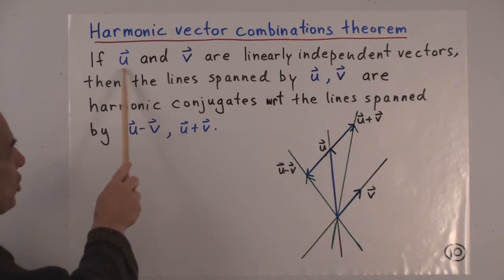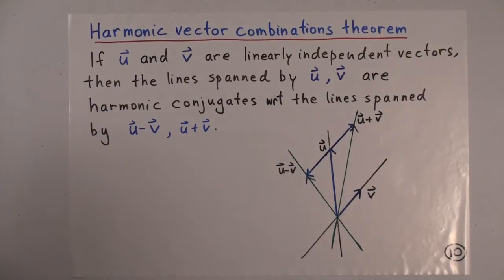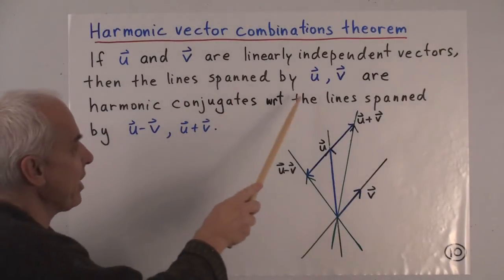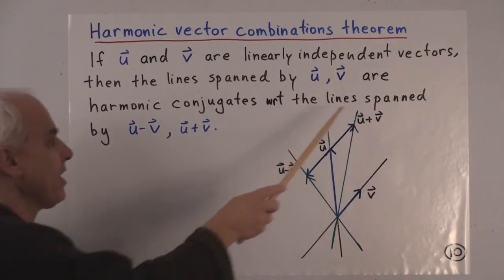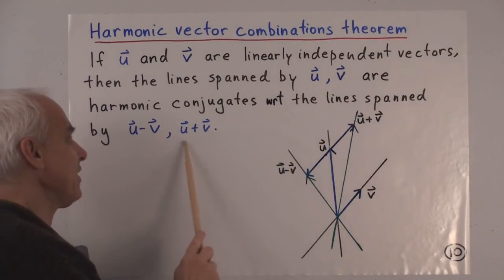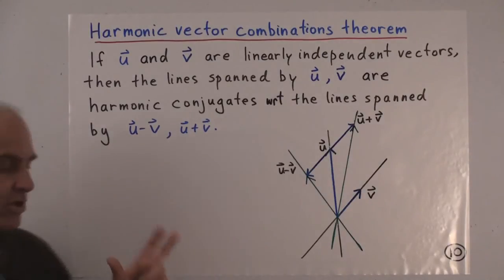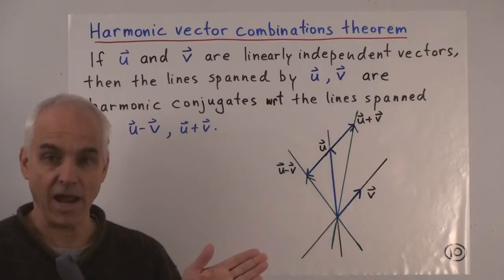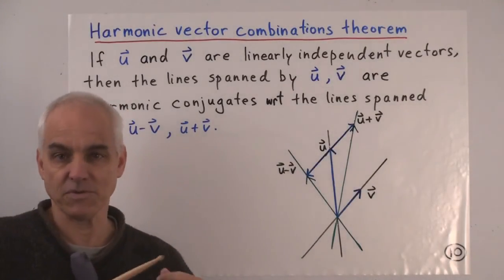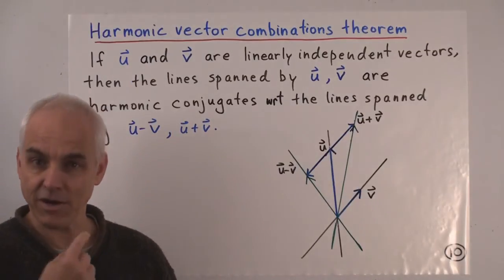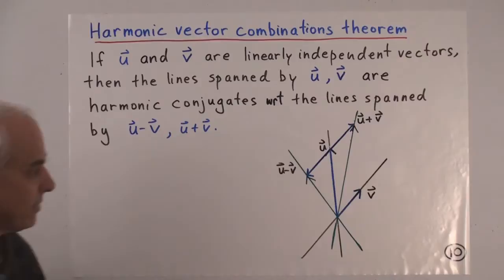So this theorem says that if u and v are linearly independent vectors in the plane, say, then the lines spanned by u and v are harmonic conjugates with respect to the lines spanned by u minus v and u plus v. So we're talking about harmonic conjugates now in the context of lines and pencils of lines rather than in terms of points. But I hope the meaning is clear. It means that we have 4 lines which form a harmonic pencil.